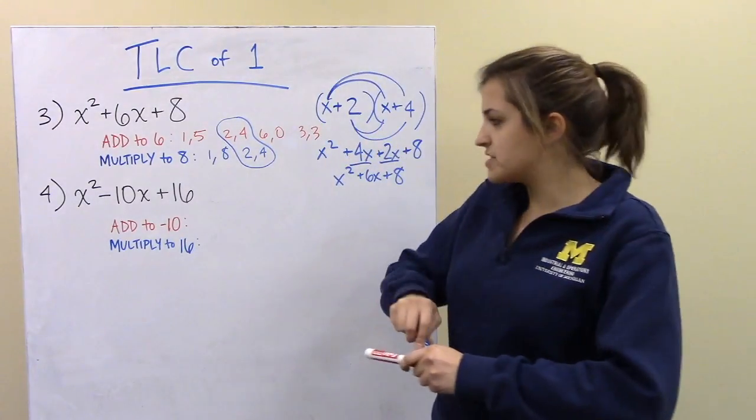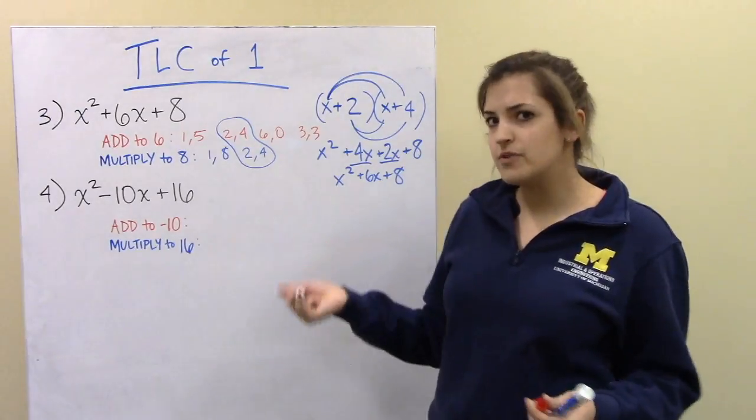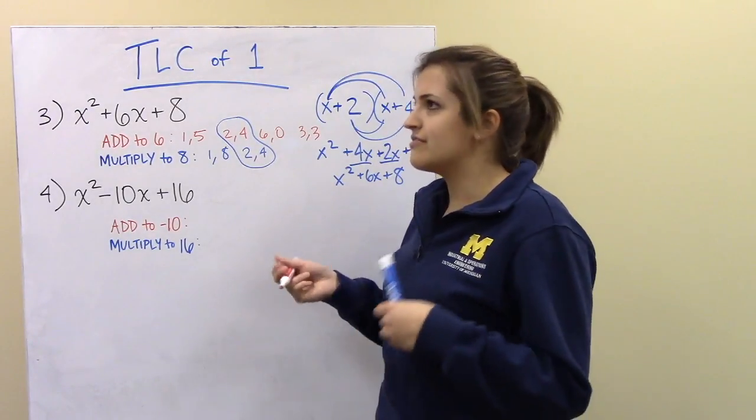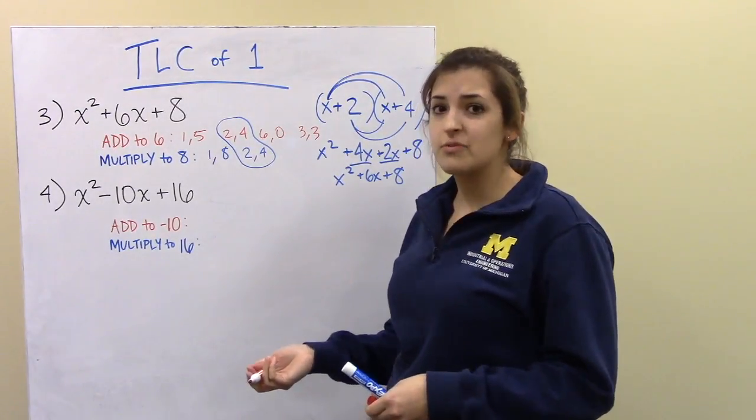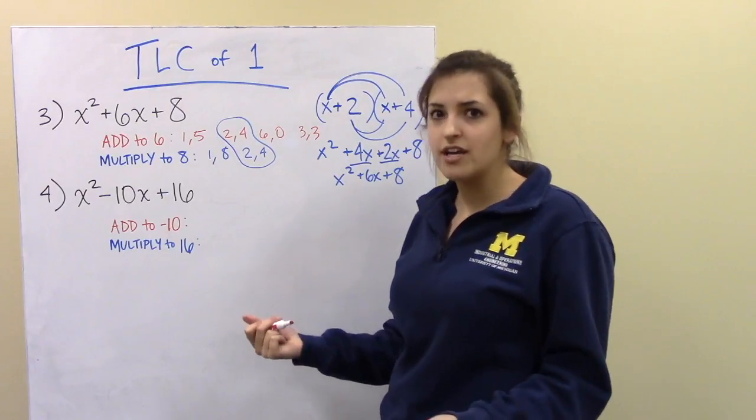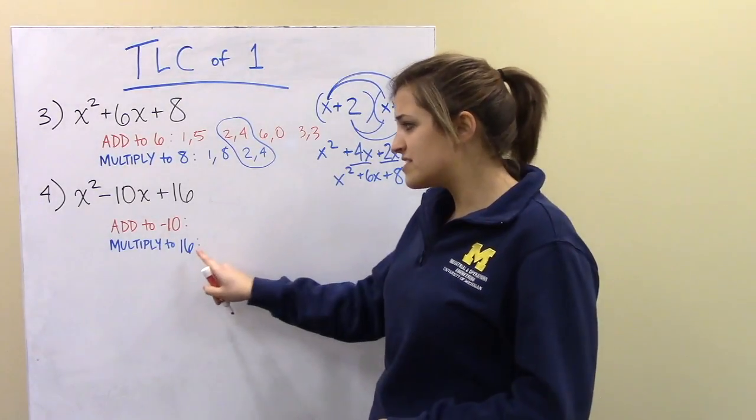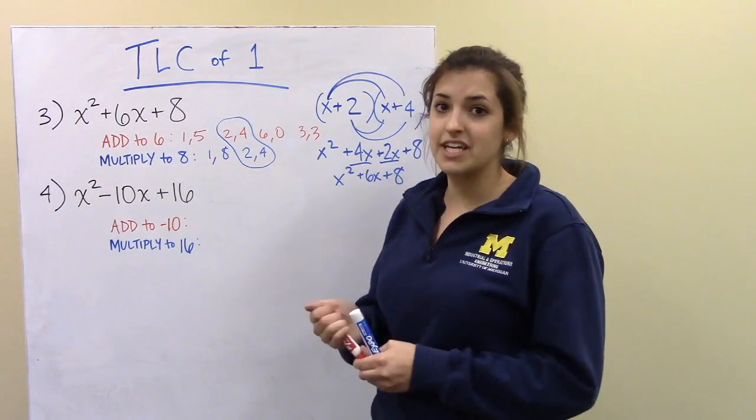So let's think of some numbers that add to negative 10. Well, we have a few options here. We could have negative 5 and negative 5. We could have 10 and negative 20. We really have a lot of options. So I might start with the one that says multiply to 16.